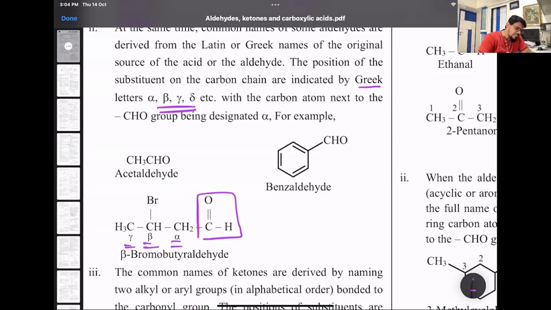All right. Benzaldehyde is a name which IUPAC has recommended. It can be used in the common as well as in the IUPAC system. And there is one more name to it. If you have to give it as an IUPAC name, you can also call it benzene carbaldehyde.